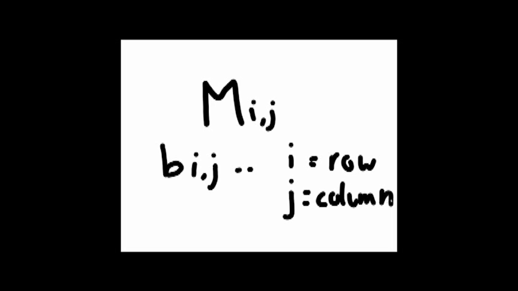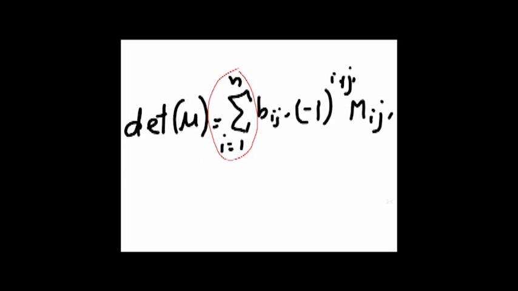We just have to note the terms Mij as the cofactor of a coefficient Bij, in which i is the row and j is the column. As such, the determinant for any n by n matrix is the summation of i equals 1 to n of the coefficient Bij multiplied by negative 1 to the i plus j power, multiplied again by the cofactor Mij. In which case you have to keep i or j constant, meaning that your coefficients will have to follow one row or one column.